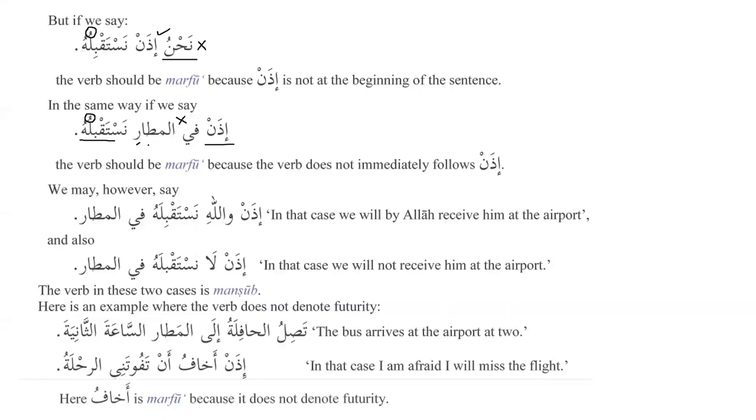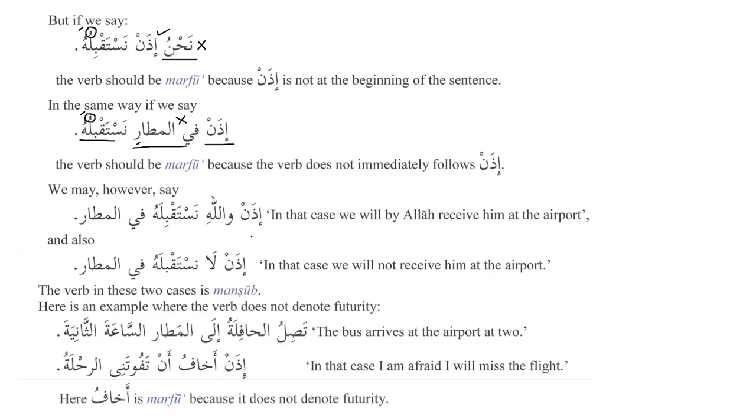It's not wrong to use it, but the only thing that we need to make sure is that after this, the mudari will not become mansub. It will remain as it is. It will not become mansub. Like here and here, we don't see fatha over here, and we don't see fatha over here. And the reason is, in the beginning we have nahnu, and here we have a gap between idhan and the verb, as we can see over here.